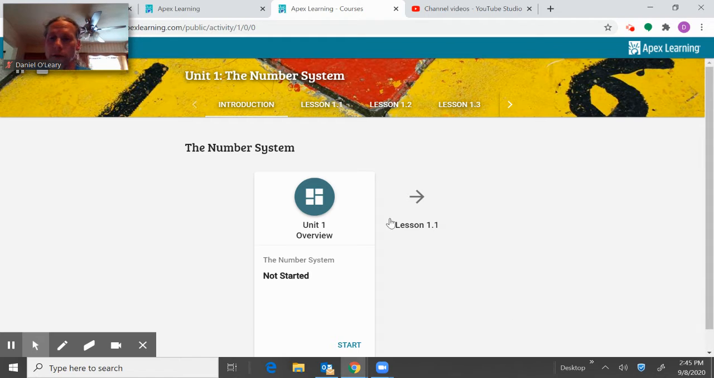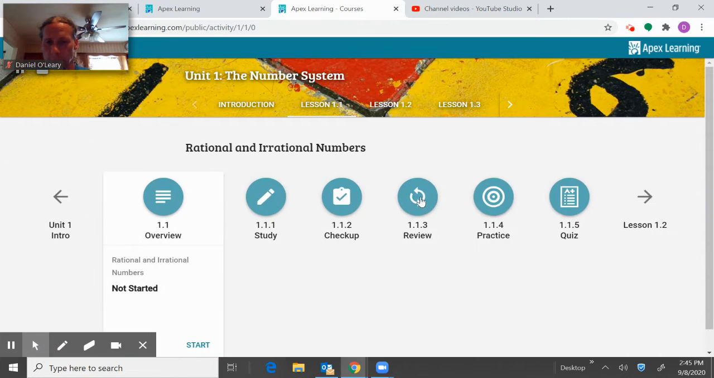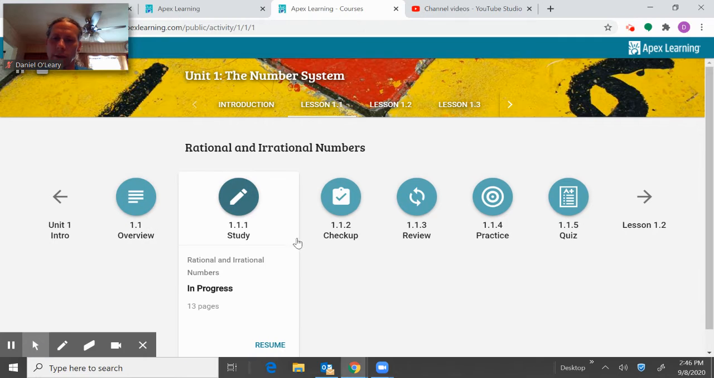So I'm going to take you through Unit 1, the number system. You can see the Unit 1 overview. We want to go to those lessons. So lesson 1.1 has an overview, a study, checkup, review, practice, and quiz. Today we're going to look at lesson 1.1.5 to get you ready for the quiz.